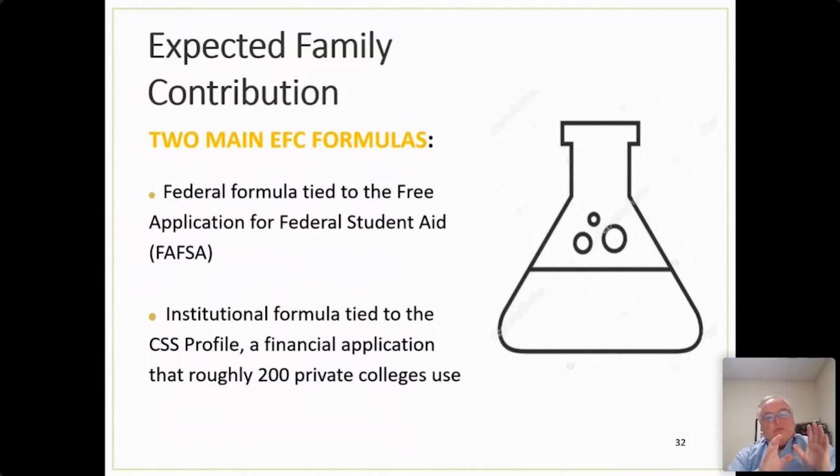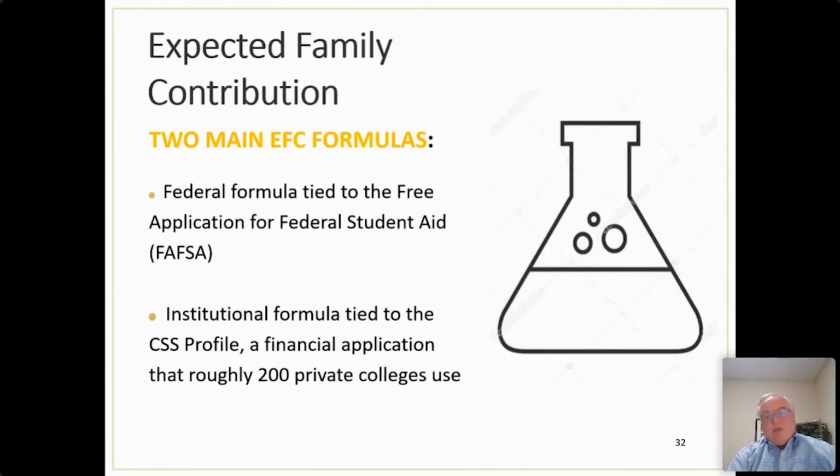So the federal formula looks at one set of criteria, and then the institutional formula will look at a different set of criteria. So, for example, the CSS Profile will look at home equity that you have in your home as being dollars available for tuition. The FAFSA will not. The federal formula will not.